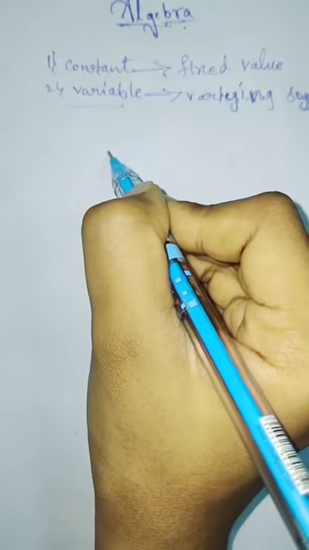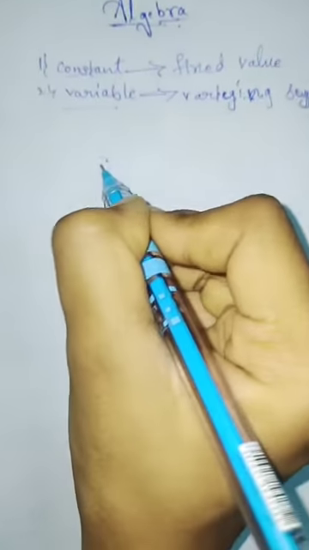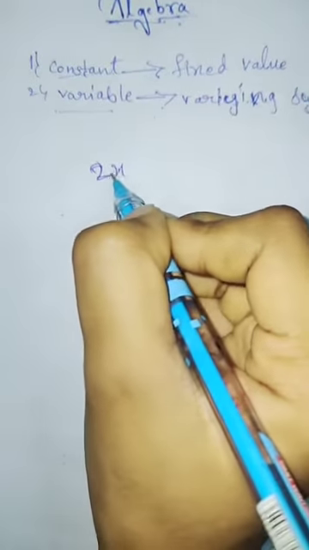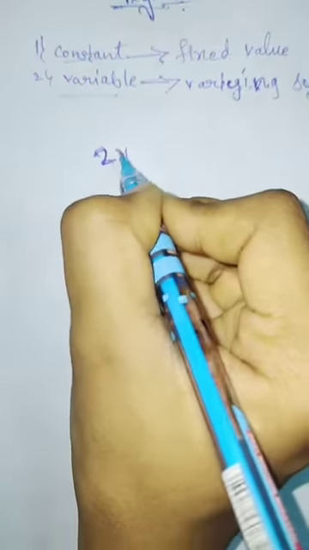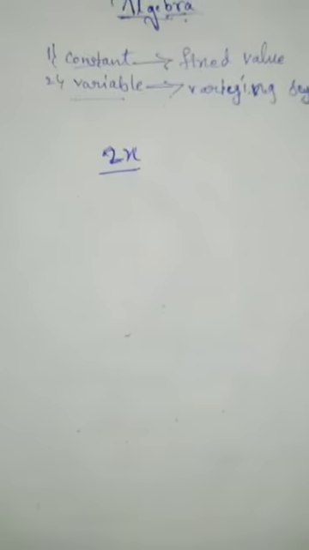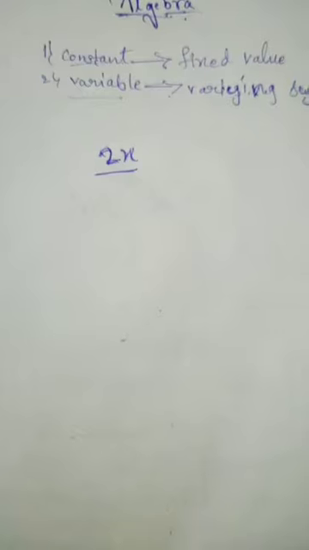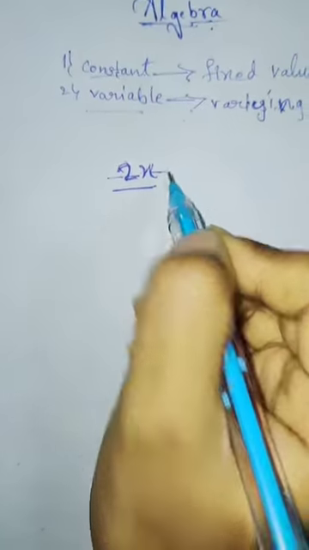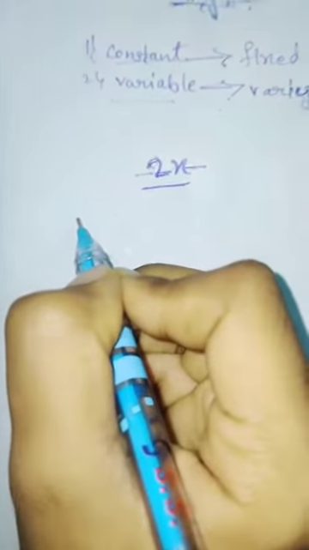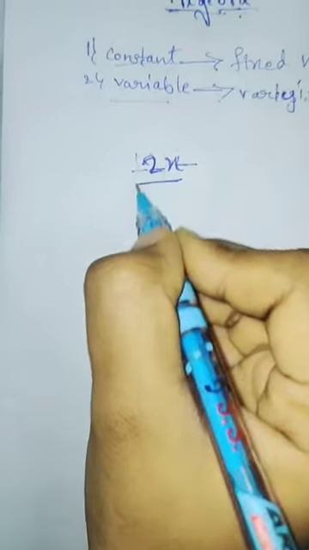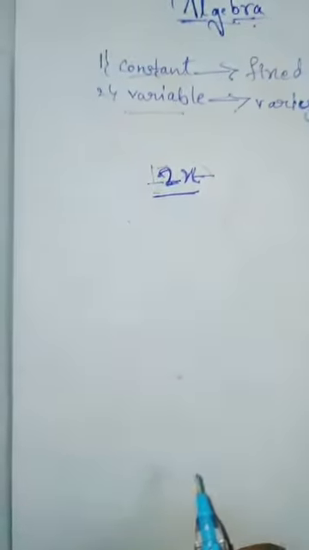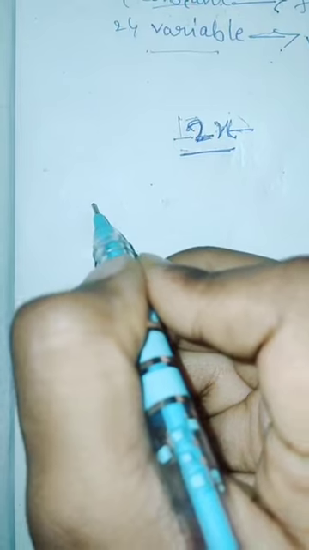Now here I have a constant which is a numerical value 2. For example, let us take 2 and a variable, any alphabet, let us take x. Now when we combine this constant and a variable, this is called an algebraic term. An algebraic term is a combination of a constant and a variable. Now in algebraic terms, let us see the types.